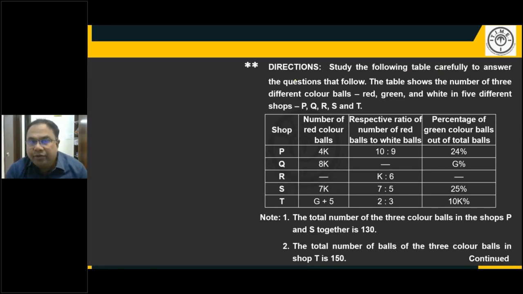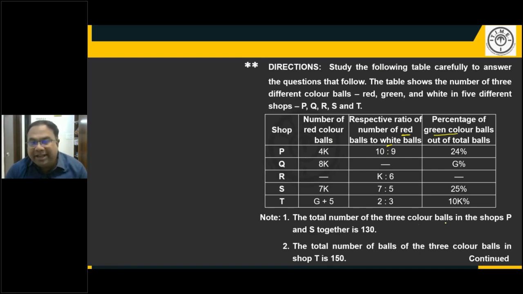Study the following table carefully to answer the questions that follow. The table shows the number of 3 different color balls, red, green and white, in 5 different shops, P, Q, R, S, T. We have red color balls given here, the respective ratio of red color to white color balls, and the percentage of green color balls out of total balls. The number of red color balls is also given in variables.